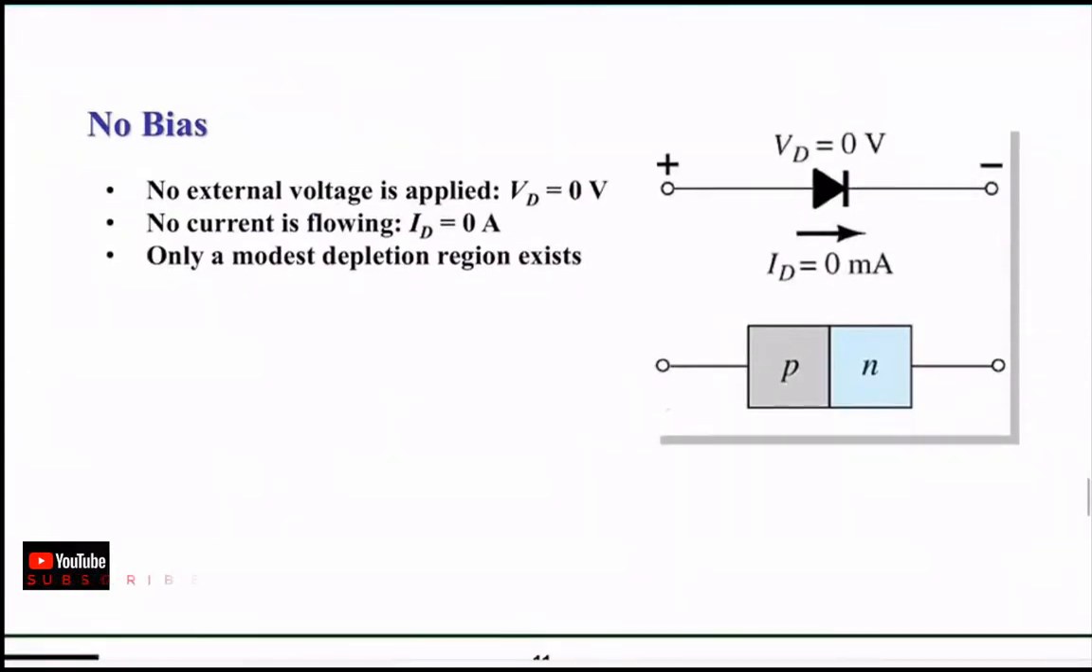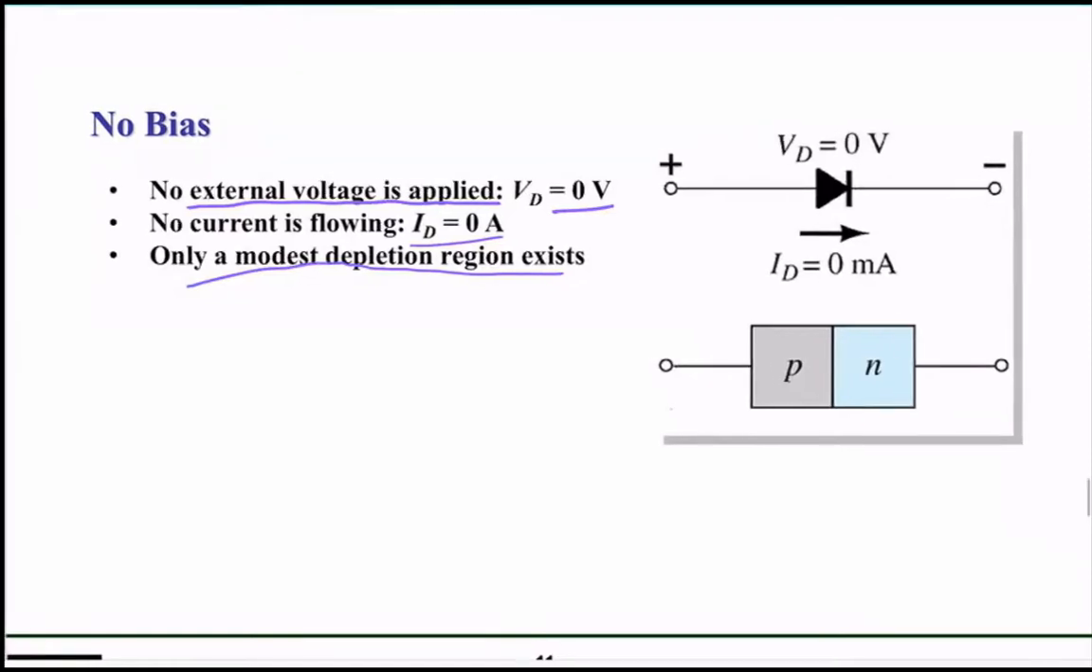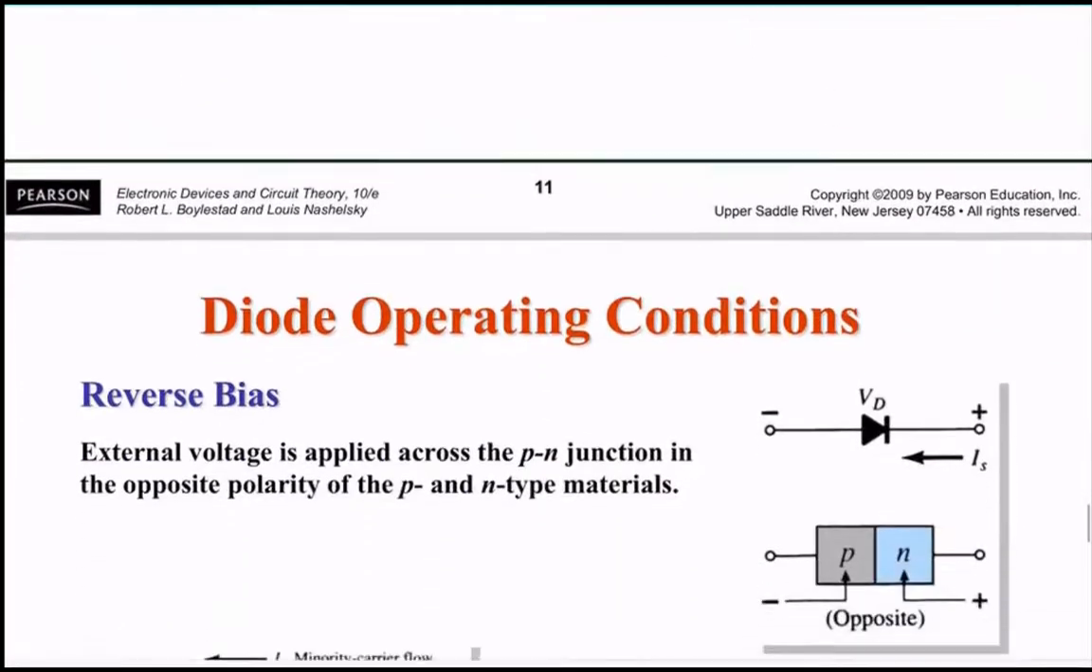Now, with no biasing, no external voltage is applied, right? So if nothing is applied, the voltage of the diode, VD, is 0, and you know the current is going to be 0. Only a modest depletion region exists. It's not that the depletion region is not going to exist. It's going to be there, but it's going to be modest, not too big, not too small. So that's one of the operating conditions.